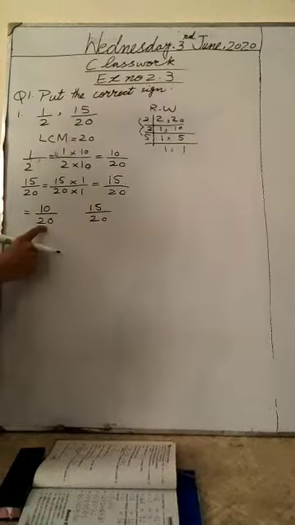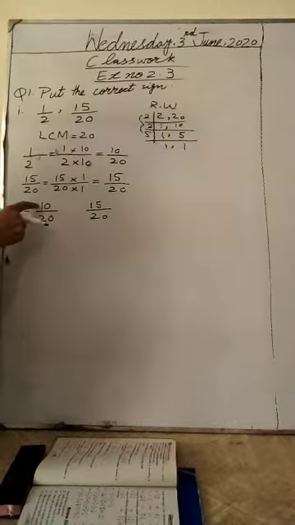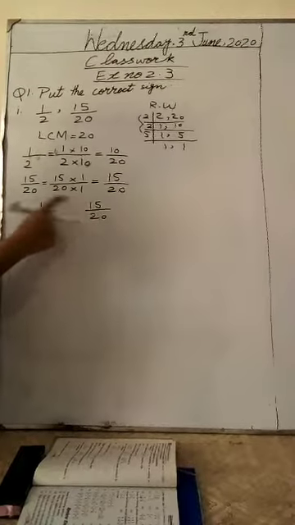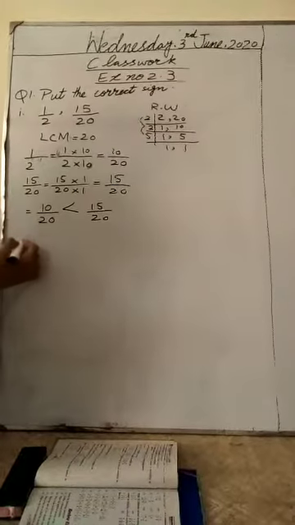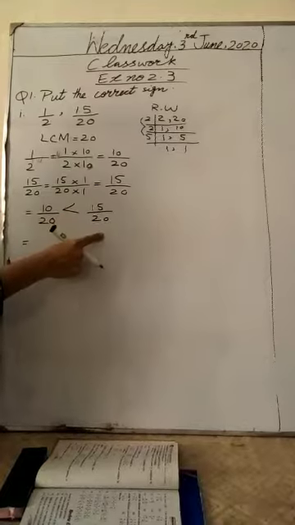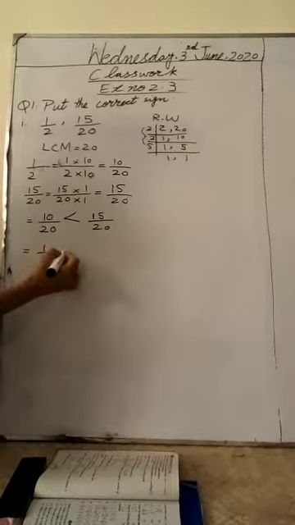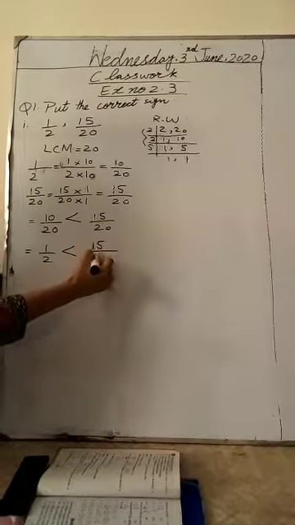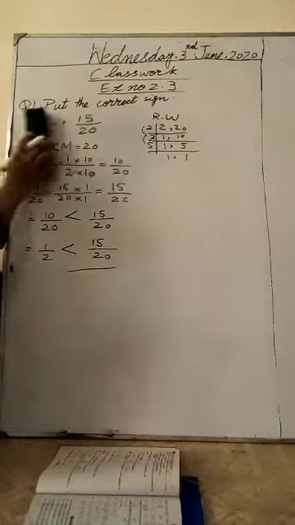Now see, LCM are same, both LCM are same. So you need to compare only numerators. 10 is smaller than 15. Now write the original value under these rational numbers. 10 over 20, original value is 1 over 2, same sign. And 15 over 20, original value is 15 over 20. Draw the ending line. Now I am writing the next question.